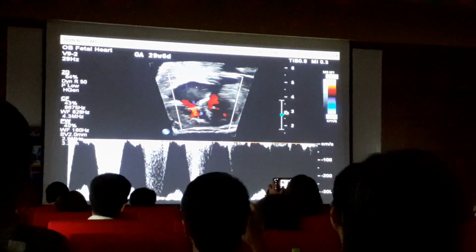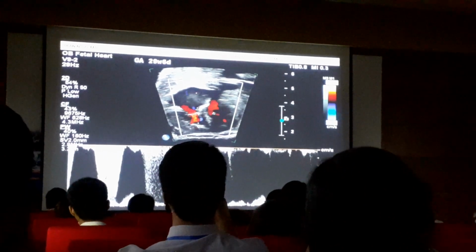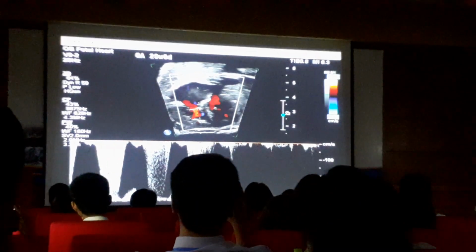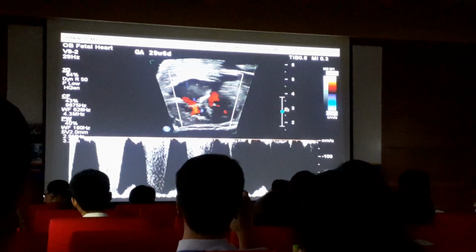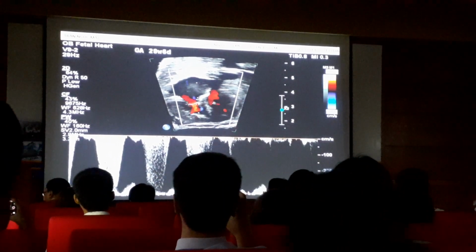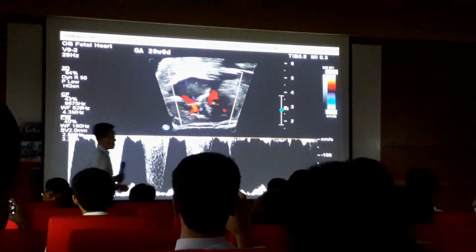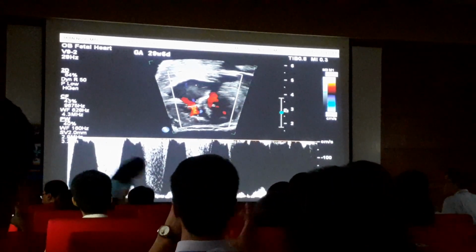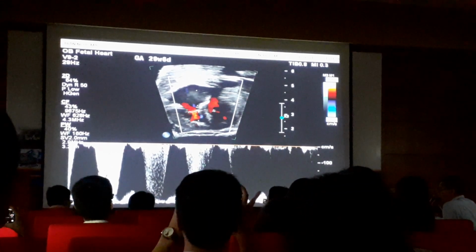Okay, so it's exceeding 3 meters per second. So this peak is higher than 300. So we might want to change to a different probe in order to see what the actual pressure is. So we have to switch to another probe to measure continuous Doppler. So while they're doing that, I'll look for something else.